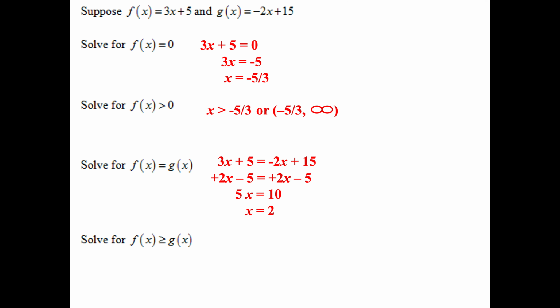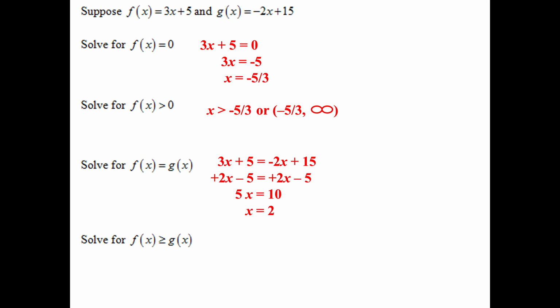If they ask us to solve for f of x equals g of x, that means set the two function expressions equal to each other. 3x plus 5 equals negative 2x plus 15. Again, keep your x terms positive. So I'm going to take this negative 2x and add it over to the left. And since we're solving for x, I'm going to get rid of the plus 5 by subtracting it over. I'll do those two steps at once. That gives me 5x is equal to 10, divided by 5, x is equal to 2.